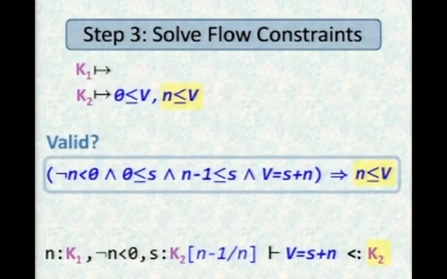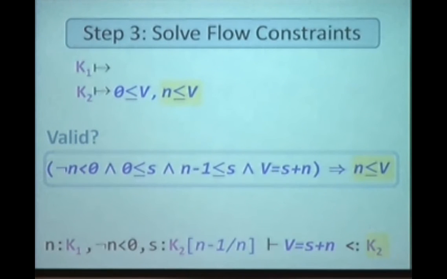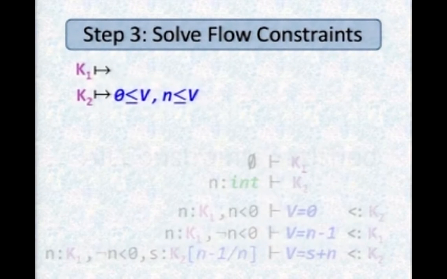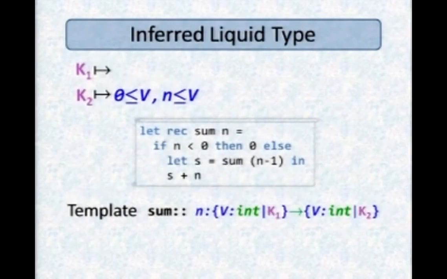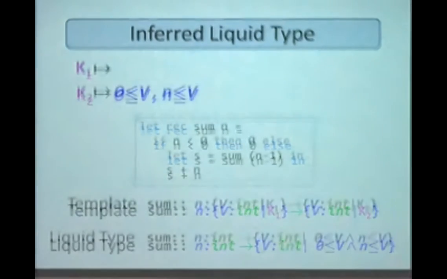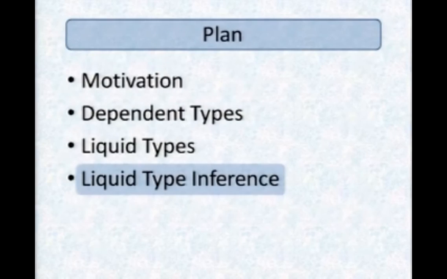What about this one? Is value greater than n? Let's see. Value is equal to S plus n, and S is greater than 0. Therefore, value is greater than n. This one also holds. And so both those qualifiers are left standing, and now all the constraints are satisfied. Now we have this template, we just plug the solution back in, and you get this back. And v is greater than 0, n is less than v. Okay, so that's pretty much it as far as liquid type inference goes.